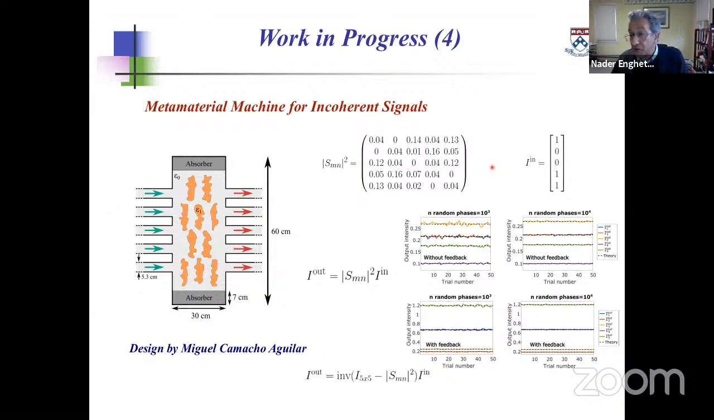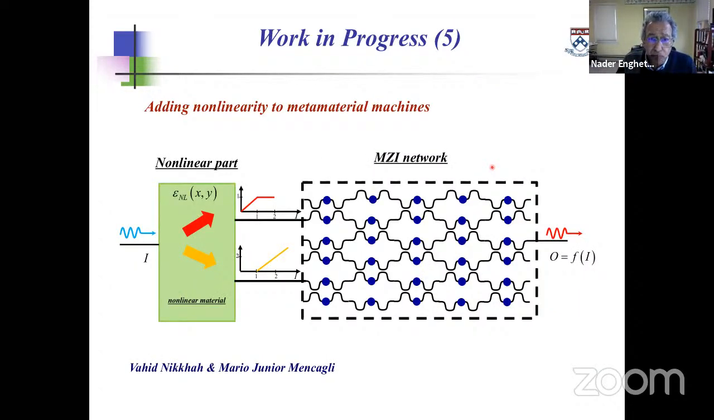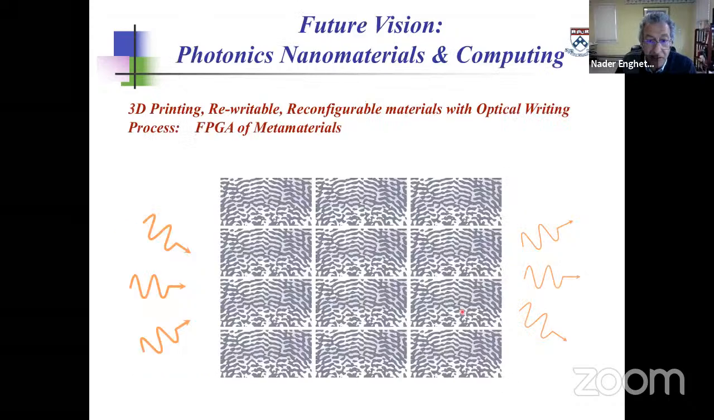If we want to solve an integral equation only in terms of intensities, not in terms of any complex numbers. And one of the interesting directions we are taking is adding nonlinearity. Can we add nonlinearity and see whether we can expand the possibility of solving equations, not only for linear integral equations, but hopefully also for the nonlinear equation? This is work in progress, and we are looking at the combination of nonlinear material and the combination of couplers, MZI network.